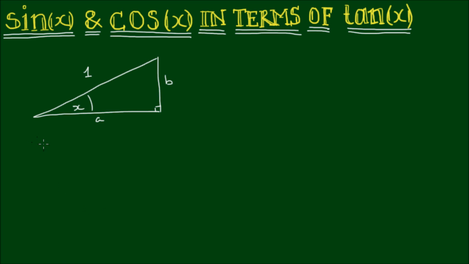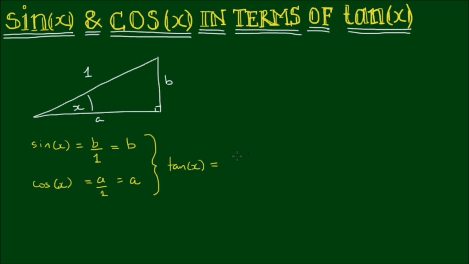So in this instance, sine of X is equal to B divided by 1, so the opposite side over the hypotenuse, which of course is equal to B, and the cosine of X is equal to A on 1, the adjacent side over the hypotenuse, and of course that is equal to A, and of course the tan of X is equal to the opposite side over the adjacent side, which will be B over A.